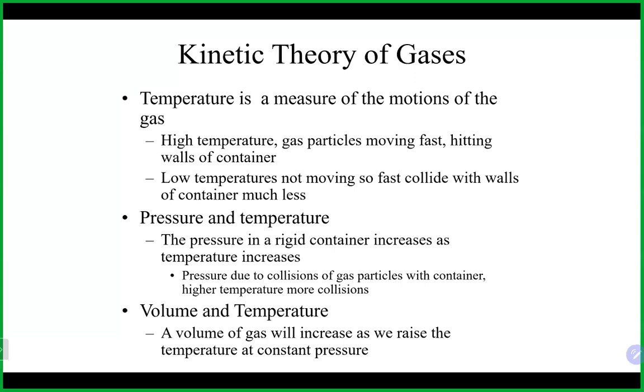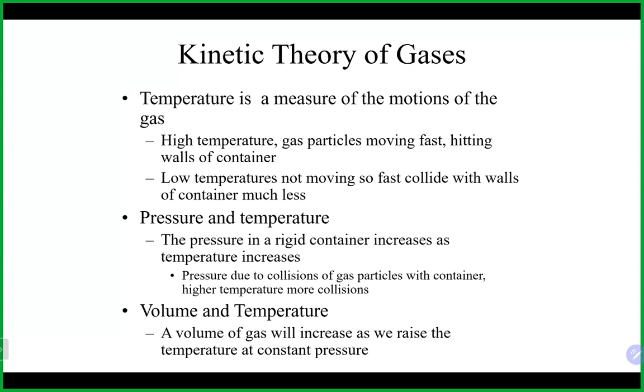Pressure and temperature, which was our Gay-Lussac's type situation. If we have a rigid container, which means the volume is not going to adjust, remember, as we increase that temperature, we will have more collisions because the volume is fixed, and we definitely will see a rise in the pressure, and vice versa. We will see the pressure come down when we lower the temperature due to the smaller number of collisions.